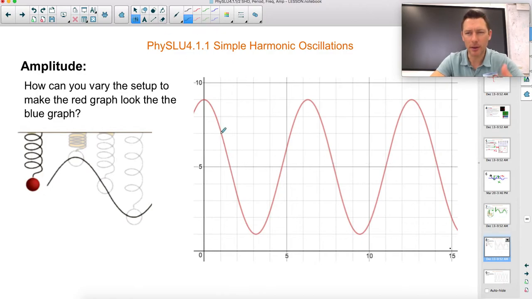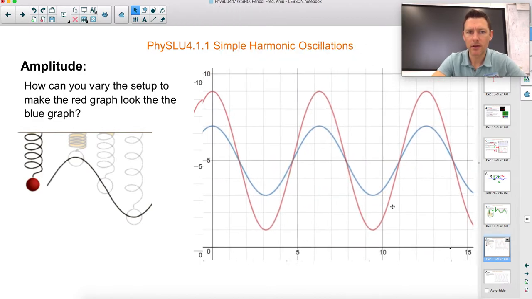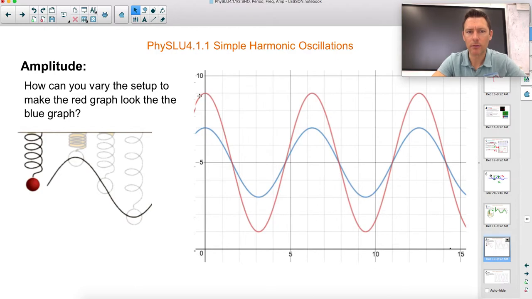So I want you to think, because we'll mess with this when I get back, how you could make it look like this, right? The red is still the same red. How could you turn it into the blue curve? Like, what could you do?